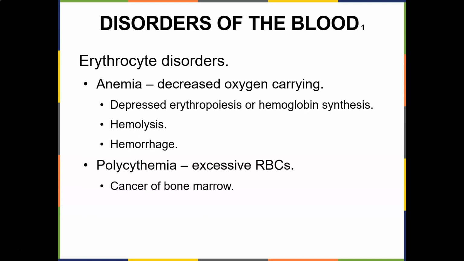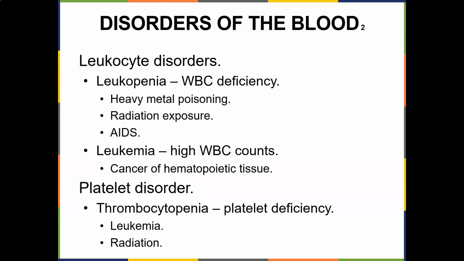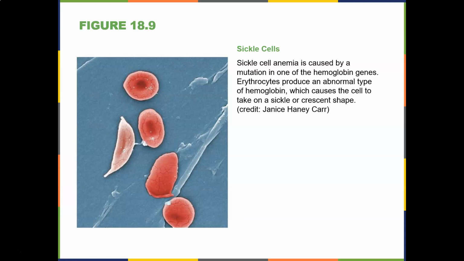Disorders of the blood: you have erythrocyte disorders such as anemia, decreased oxygen carrying, decreased erythropoiesis or hemoglobin synthesis, hemolysis, and then hemorrhage. Okay? And then you have polycythemia, which is excessive red blood cells, cancer of the bone marrow. You have leukocyte disorders: leukopenia, white blood cell deficiency, heavy metal poisoning, radiation exposure, AIDS. You have leukemia, which is high white blood cell counts, cancer of hemopoietic tissue. Platelet disorder: thrombocytopenia, platelet deficiency, leukemia, radiation.